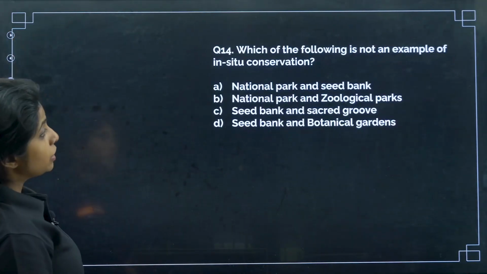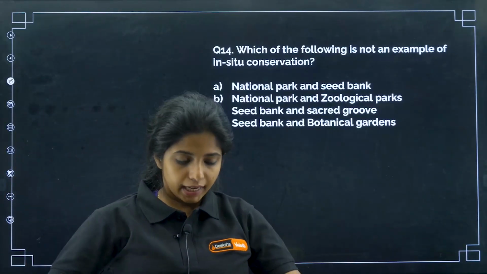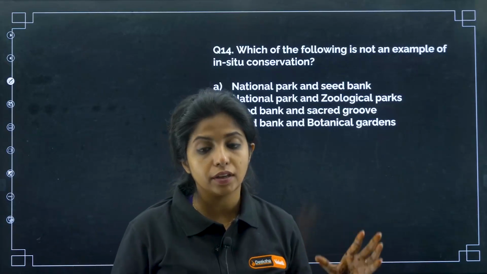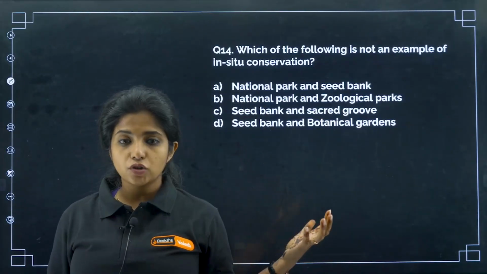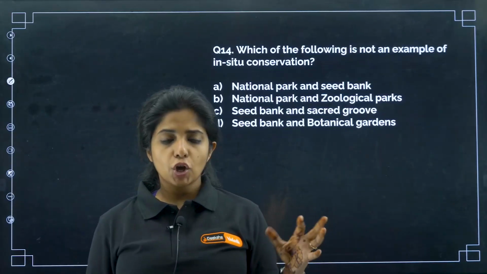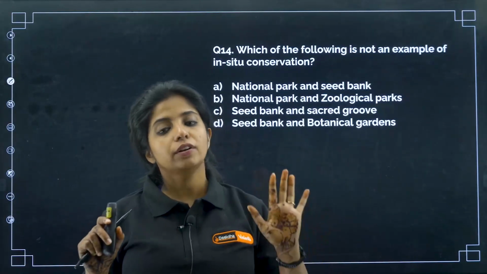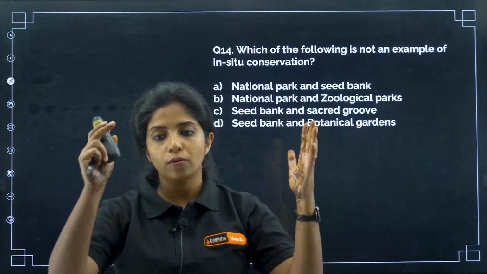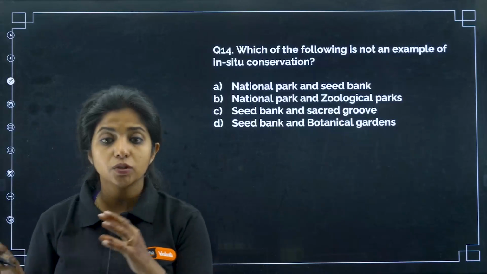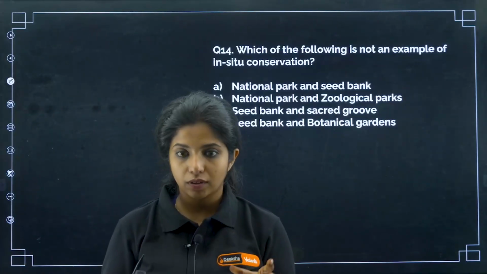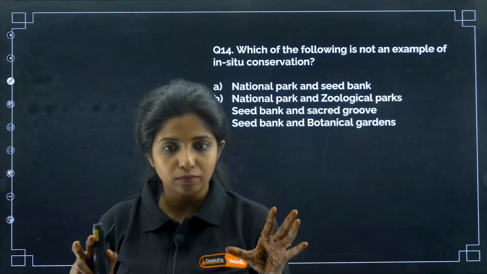Next, which of the following is not an example of in situ conservation? In situ, as in the place where they are living, they're only conserving them. That is what you mean by in situ conservation, for example, wildlife sanctuaries and things like that. You're not going to pick them out from that location and put them somewhere else. You're going to let them live in their own way. They are taken care of in the location that they prefer to be in.